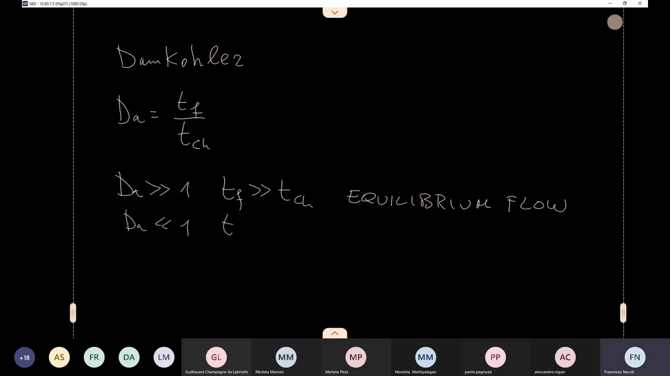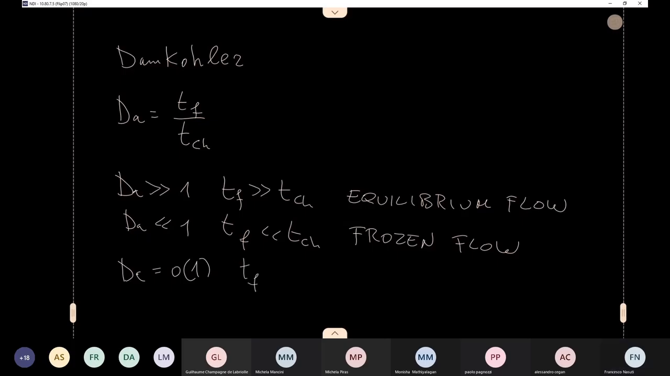On the other hand, if the Damköhler number is quite less than one, you have no time for the reaction to occur, and so we have what we have called frozen flow. So if the Damköhler number is order one, that means that the two characteristic times are not far from each other. And in this case, we call this kind of flow non-equilibrium flows, meaning that we have an importance of chemical reaction times and evolution.